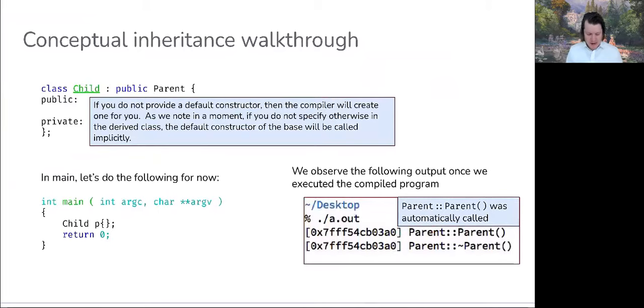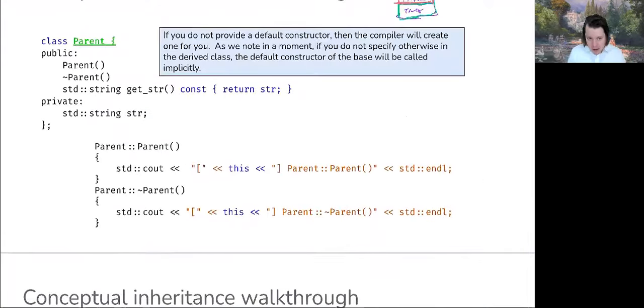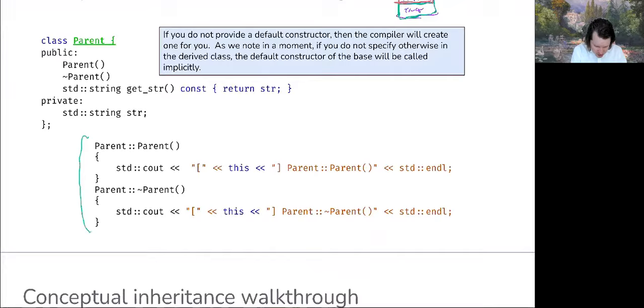Okay, so a couple things here. If you do not provide a default constructor for this child class that we're setting up, just child, it's inheriting publicly from parent. So a child is a parent, which is kind of weird, but just bear with me. If we do not provide a default constructor for child, then the compiler is going to create one for us. It's not doing anything fancy. But anyway, one's defined. As we note in a moment, if we do not specify otherwise in the derived class, the default constructor of the base is going to be called implicitly. And this is how we define the base class's constructor.